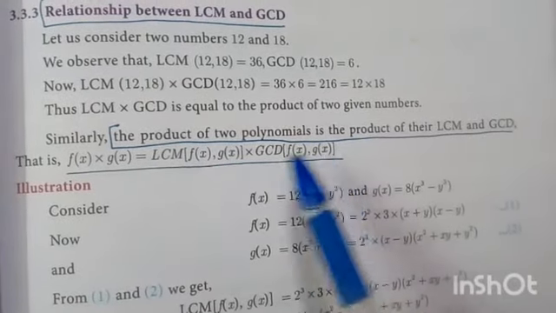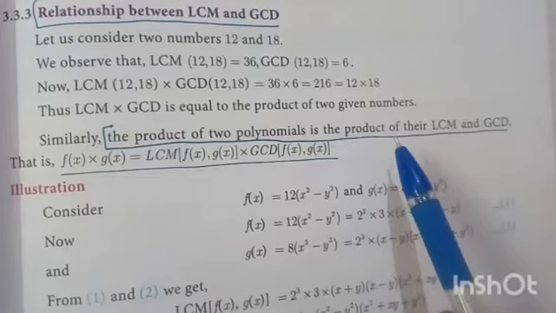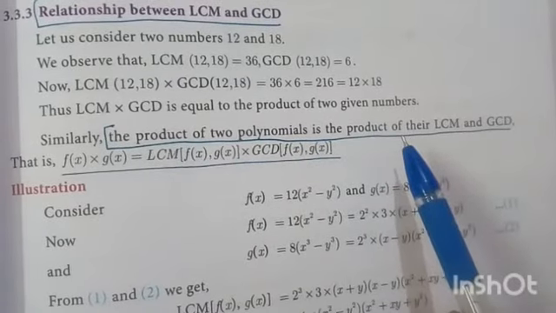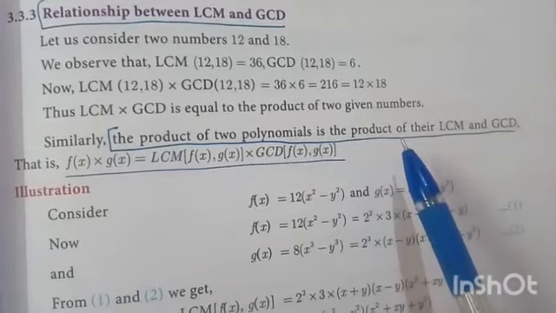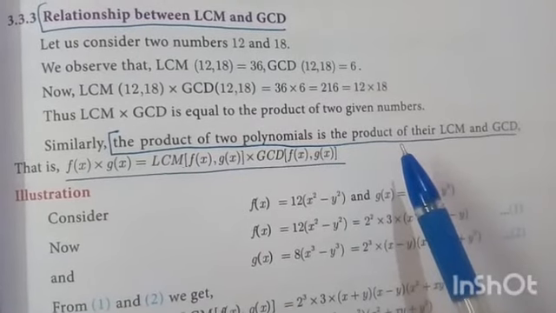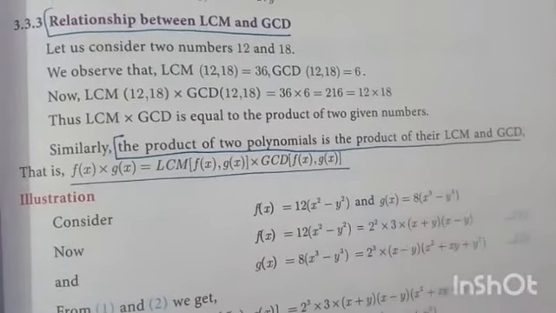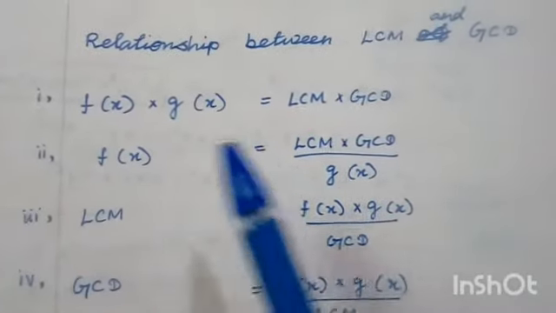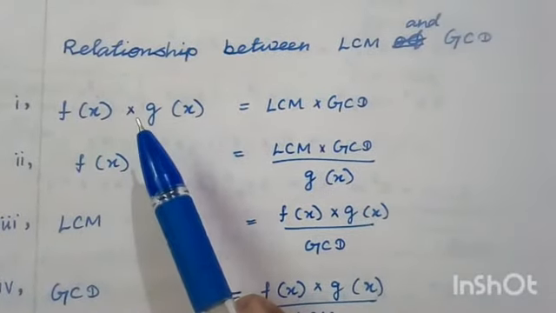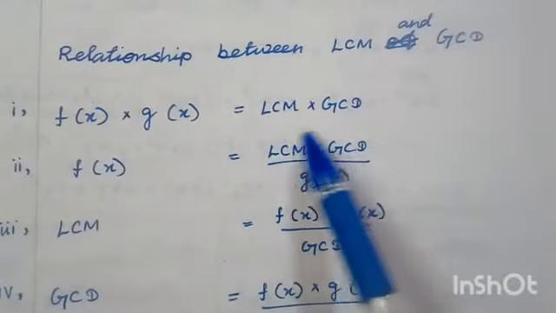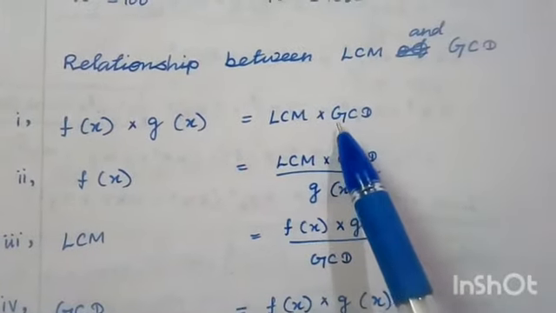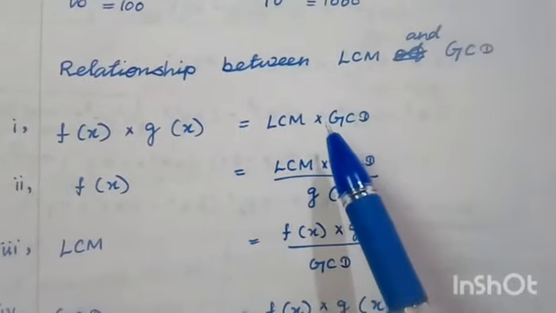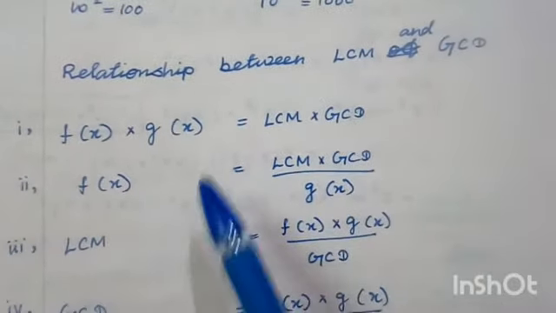Okay, what is the relation? The product of two polynomials is the product of their LCM and GCD, that is f(x) into g(x) is equal to LCM into GCD of the given polynomials. This is the general relationship: f(x) into g(x) is equal to LCM into GCD. Using this general definition, we have to derive the following.